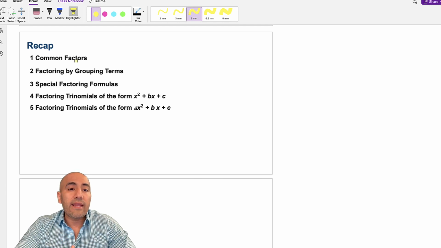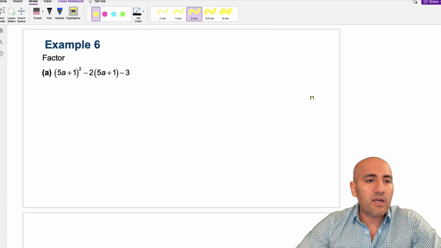And remember that you might have to repeat some of these. So maybe you simplify it a little by factoring out something that all the terms have in common. But then the result might need more factoring. So make sure you break it all the way down until you get to the simplest form. All right, let's do a couple more examples.